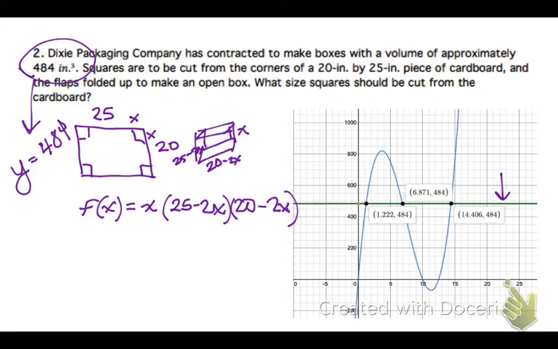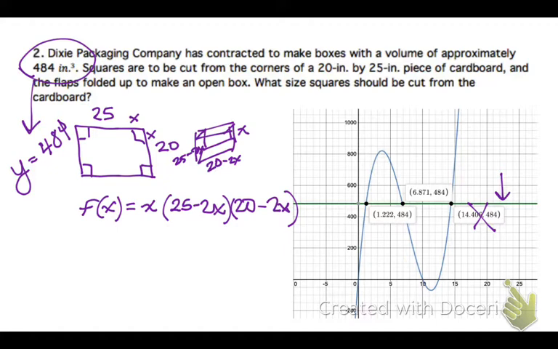So we have a point of intersection over here at 14, but if I were to cut away corners that were 14 inches, 14 plus 14 is 28. That's more than 25. So this one is not going to work. So we actually have 2 different options here. We could make the sides of the box be 1.22 or 6.87.